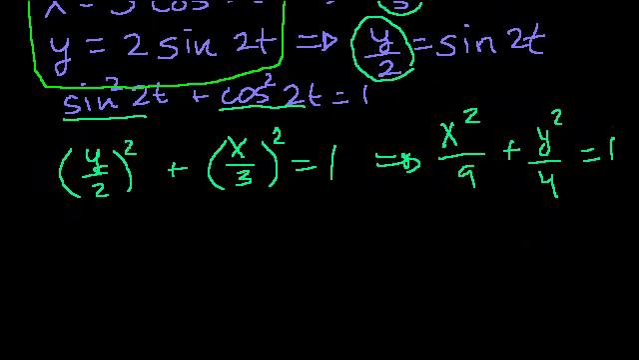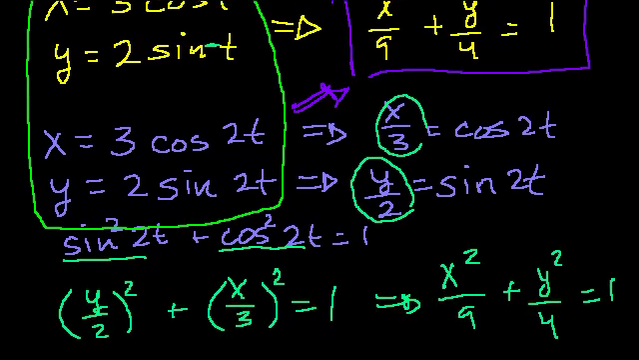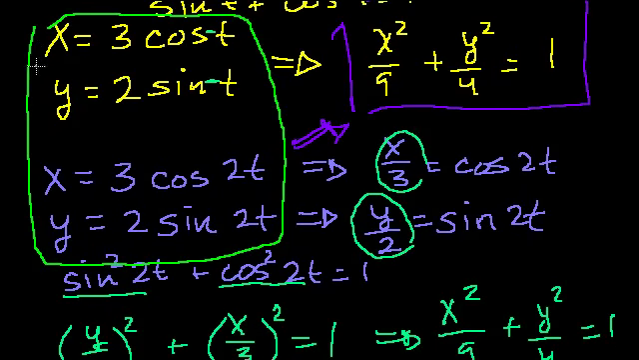So one thing that you've probably been thinking from the beginning is, okay, I was able to go from my parametric equations to this equation of an ellipse in terms of just x and y. Can you go back the other way? Could you go from this to this?